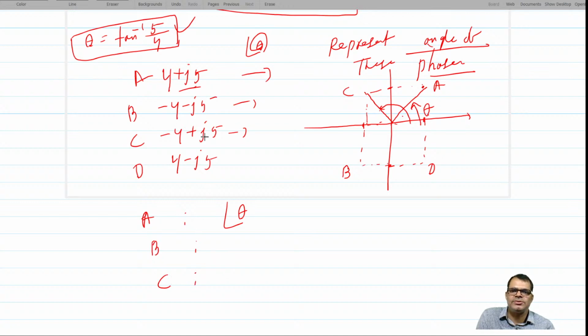C, which one? C, this one. C is 180 minus theta, 180 minus theta. B, C, D. Okay, B, what is the angle of B?